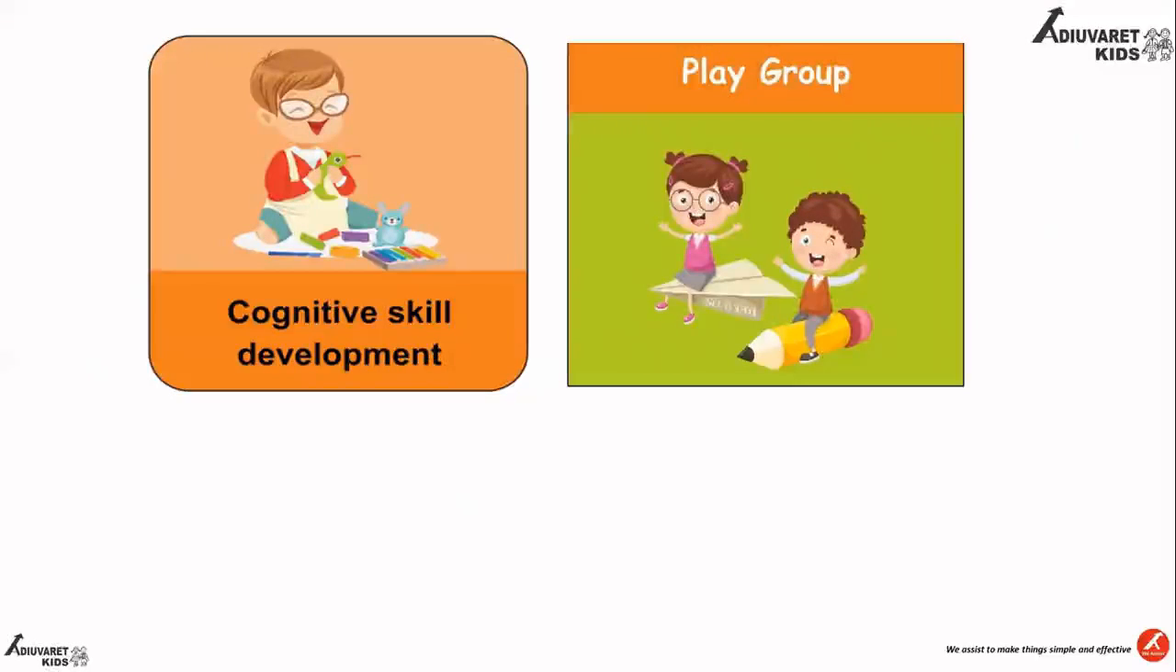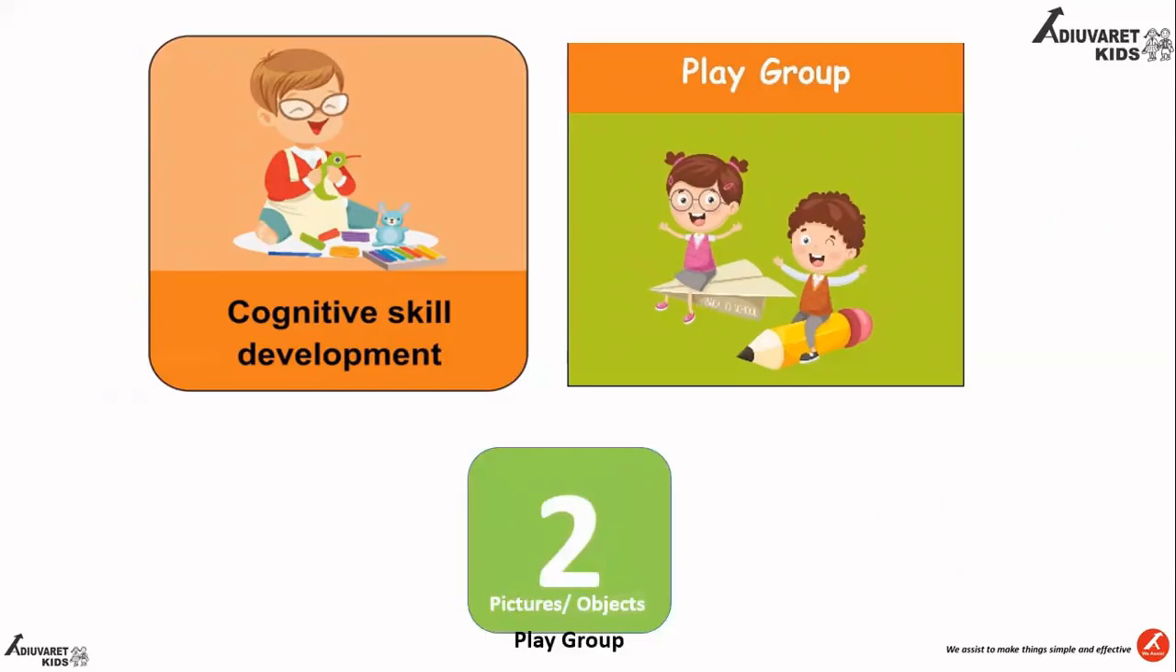Go to the play group. For the play group children who are between 2 and 3 years, as we have already said, we'll have to bring 2 pictures or 2 objects, because at that age group, reading 2 pictures simultaneously is what is expected from a child, and we'll just keep these 2 pictures and 2 objects for the playing of this game with our child who is between 2 and 3 years.